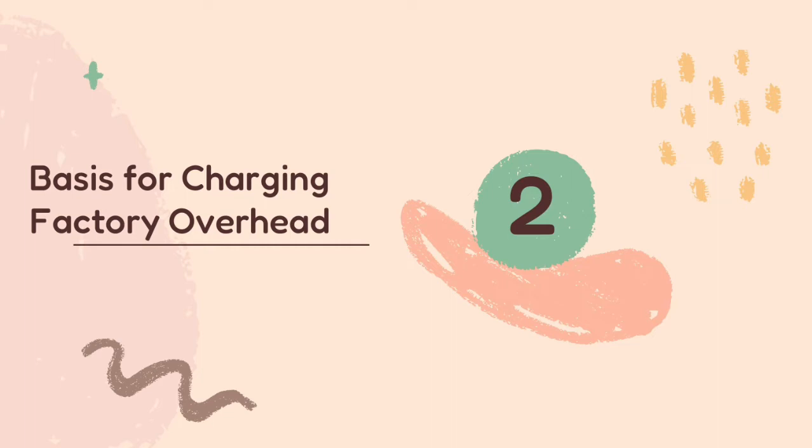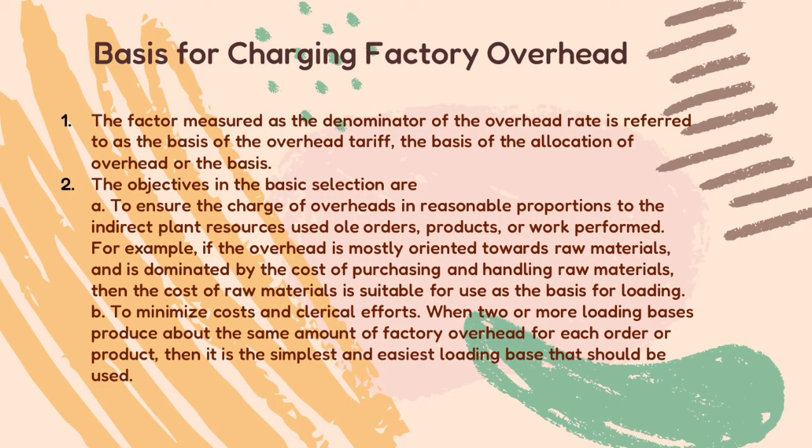Basis for charging factory overhead. First, the factor measured as the denominator of the overhead rate is referred to as the basis of the overhead tariff, the basis of allocation of overhead, or the basis. Second, the objective in the basis selection, or A.